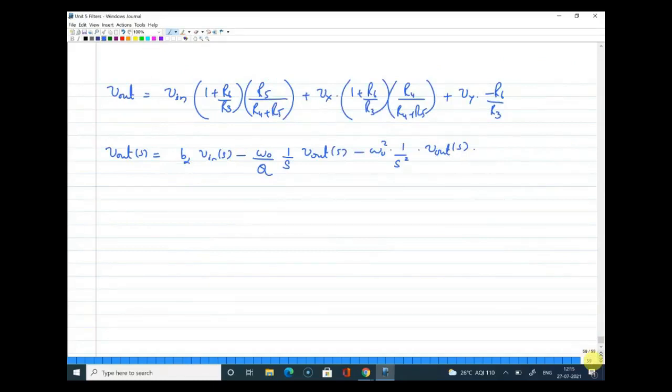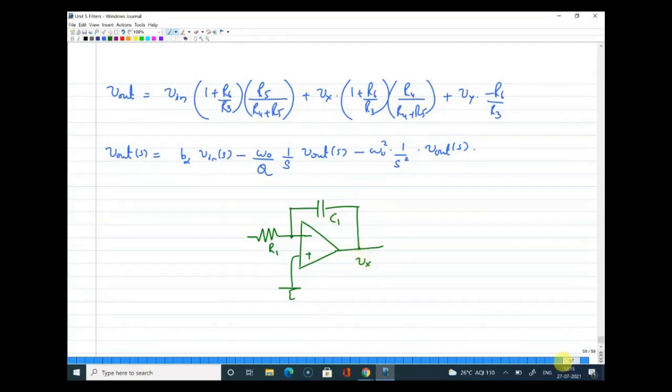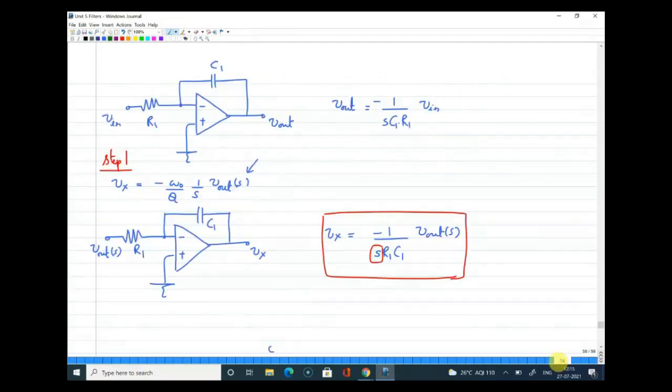Now, if I want to draw the complete diagram, there are small modifications. I'll start with the first integrator. I'll draw the integrator here. This is minus and plus, and plus is grounded. I have the first resistance whose value is R1, and this is C1. And what should be provided to this? The first integrator gives you Vx, as we have seen two slides back.